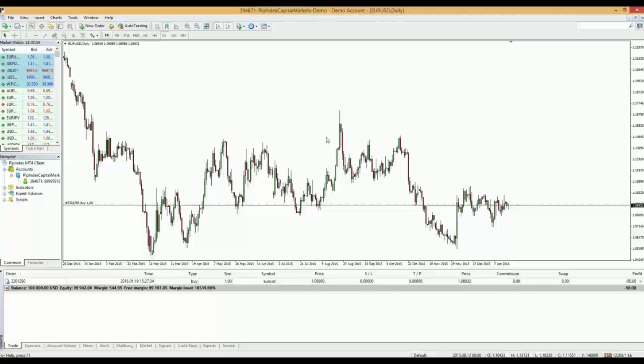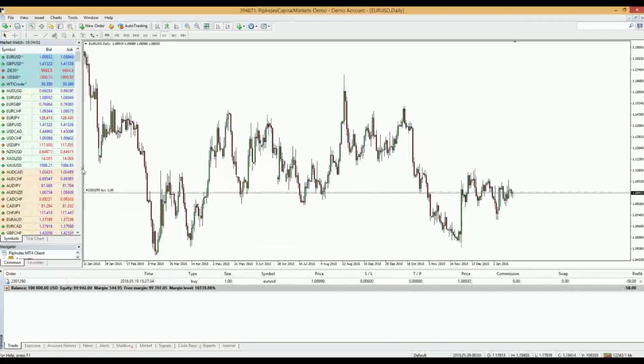Now, another thing that might occur, and I'm just going to play around with this window here, guys, and make it a little bit bigger. This is the market watch list. Everybody know about that, guys?